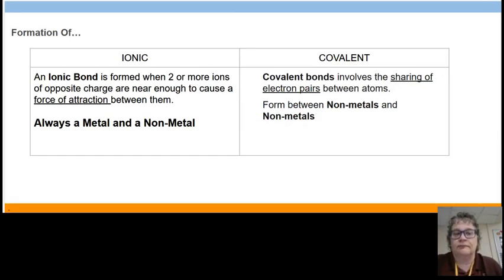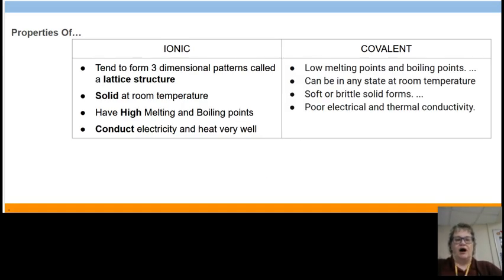How do they form, right? Formation of bonds. An ionic bond is formed when two or more ions of opposite charge are near enough to cause a force of attraction. Okay? It always takes place between a metal and a non-metal. Okay? Covalent bonds involve the sharing of electron pairs between atoms. They form between nonmetals and nonmetals. Okay? All right.